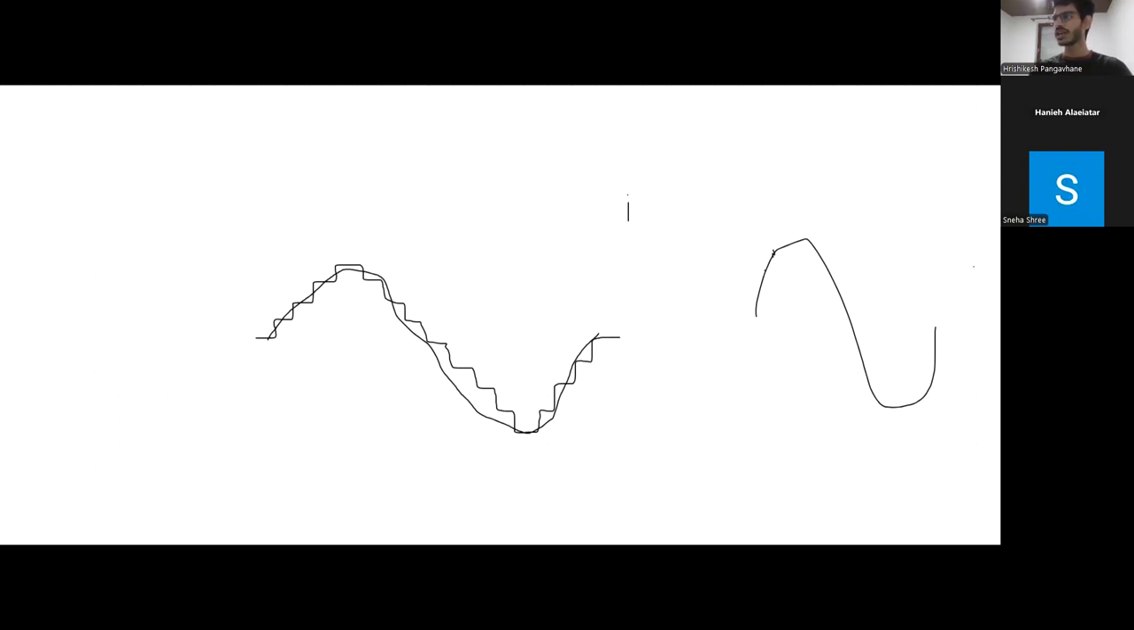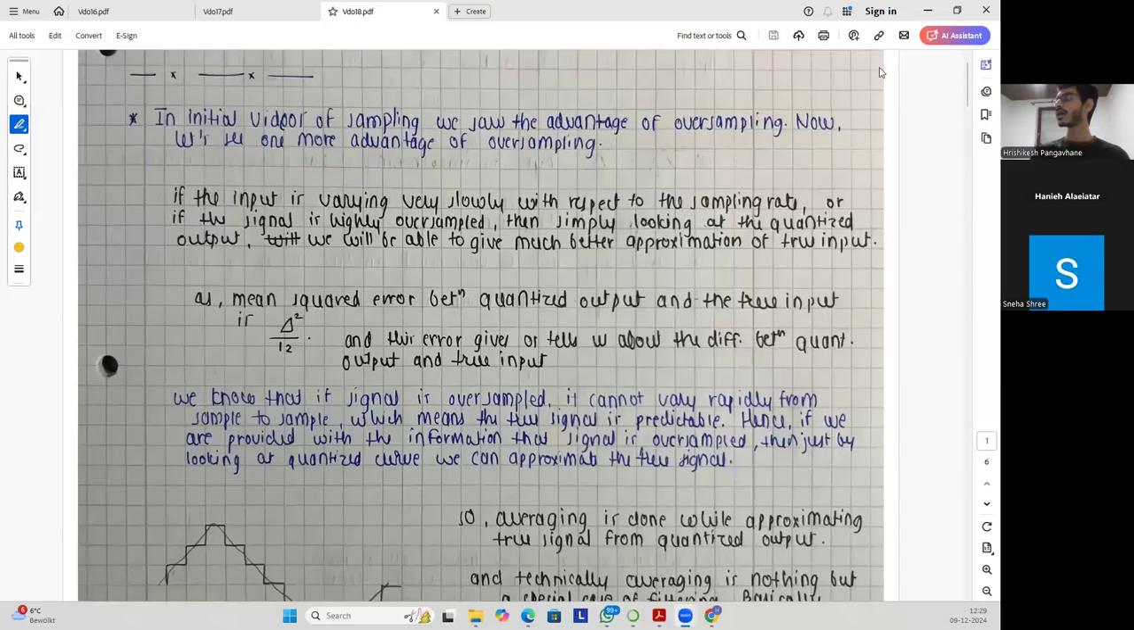I'll share my screen, and I would like to start with this discussion. First thing, please let me know if the screen is visible. I mean, my notes are visible. Yeah, it is visible.